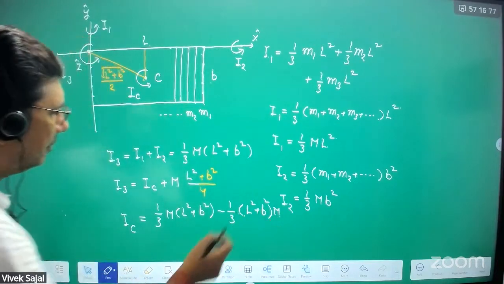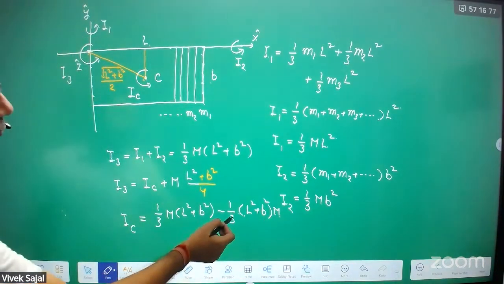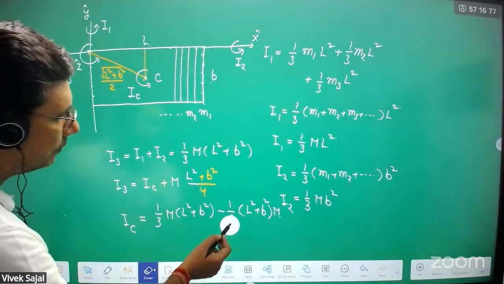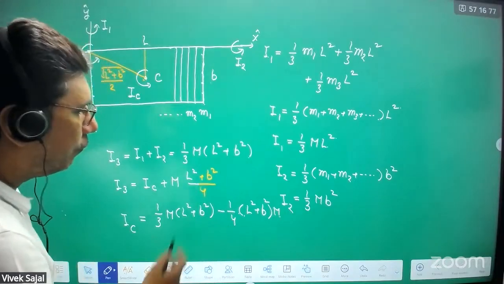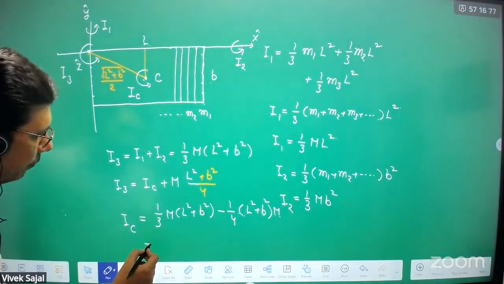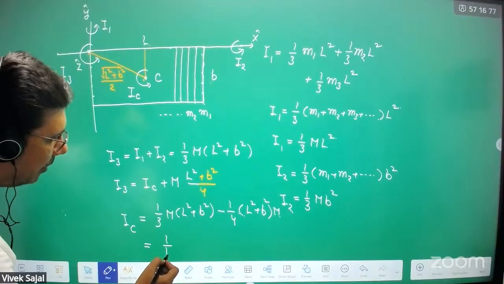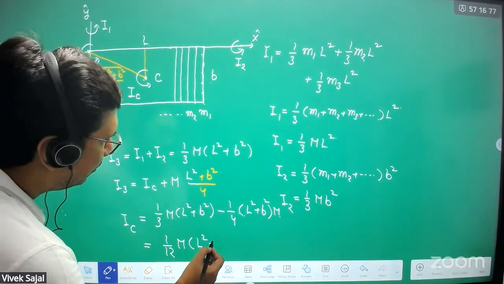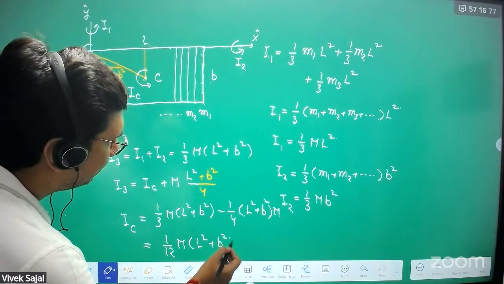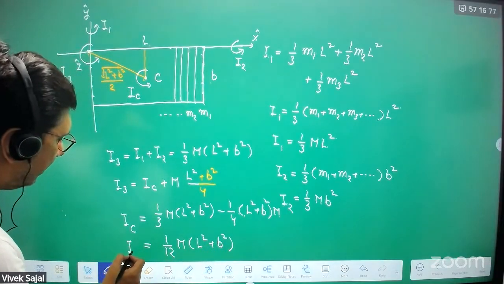You write m here. Okay, this will be 1 by 4. Now take the LCM. So 4 minus 3 is 1. This will be 1 by 12. What you are going to get? This will be 1 by 12 m L square plus B square. So this will be IC.